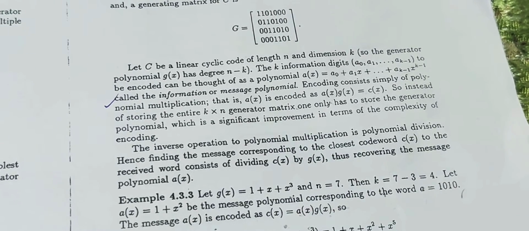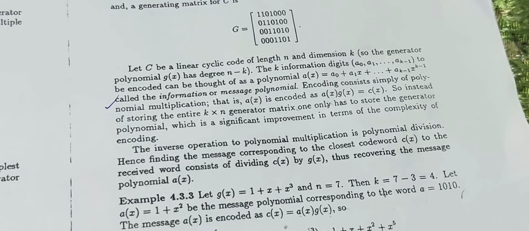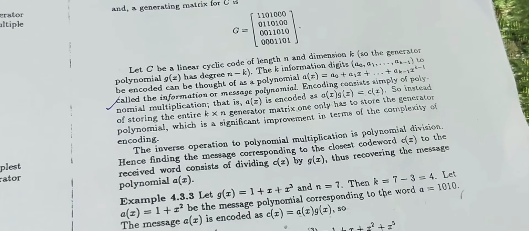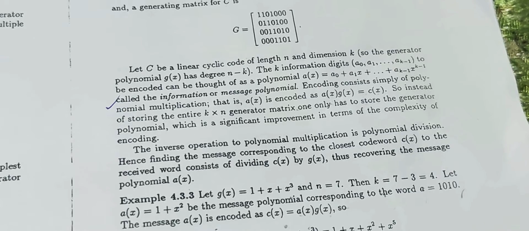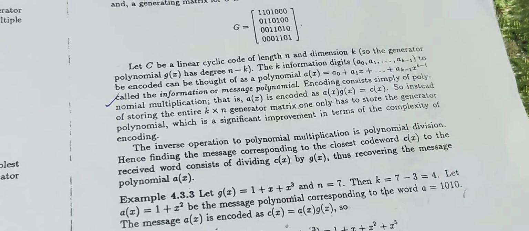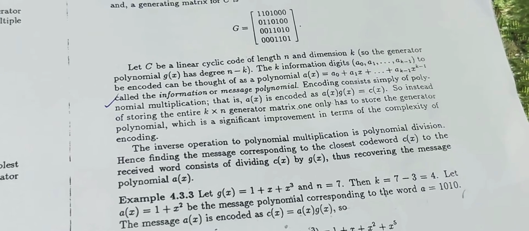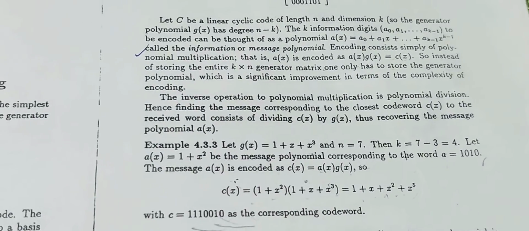So a of x is the message polynomial. Then c of x is equal to a of x into g of x. Okay. So that g of x is the decoded message.